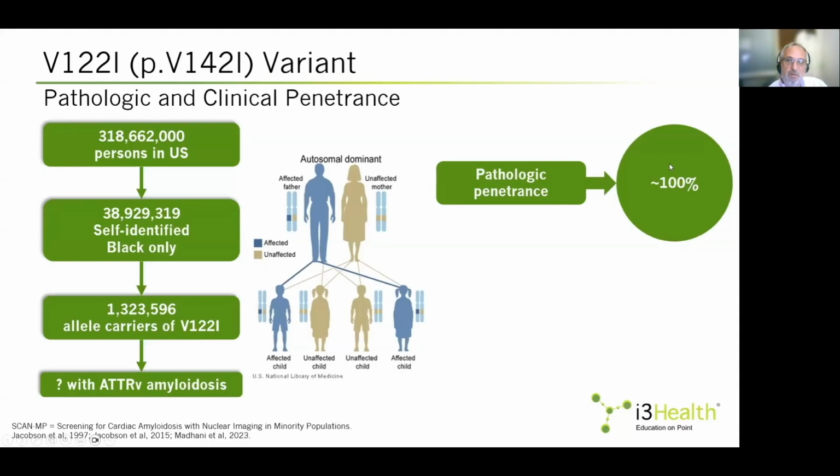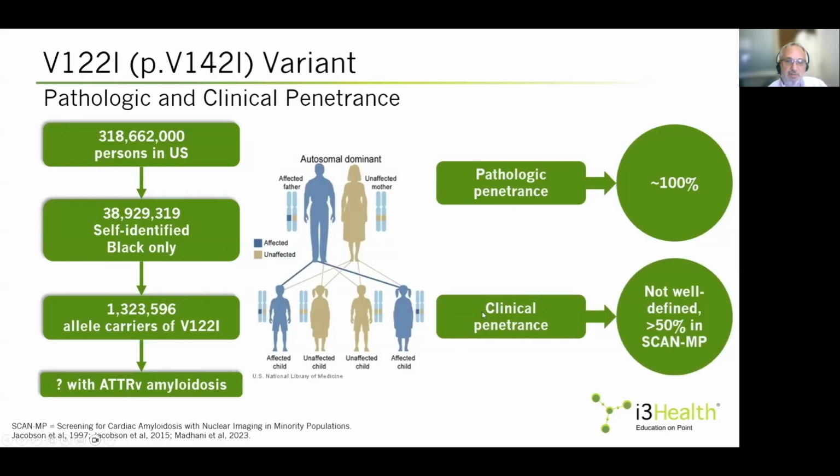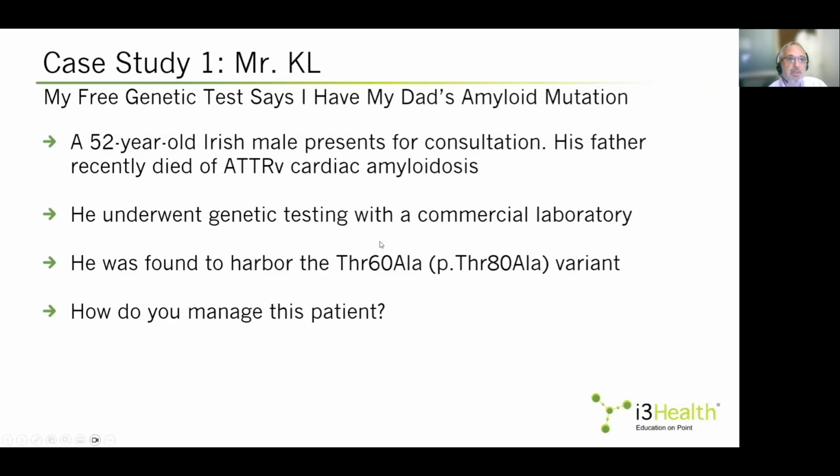Pathological penetrance when you're over the age of 65 in studies has been 100%. So on autopsy series, people who carry this variant have amyloid in their heart. But clinical penetrance is unknown. In a recent study that we conducted called SCAN-MP using nuclear scintigraphy, we found that more than half of the patients had demonstrable amyloid on PYP scanning in their heart with this particular variant. So penetrance is probably higher than we thought.